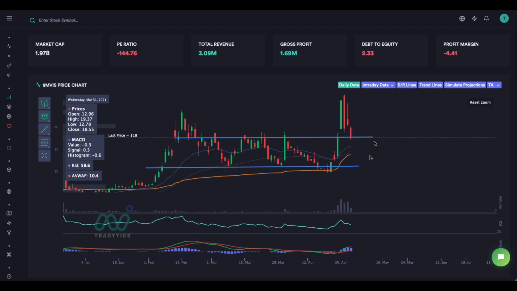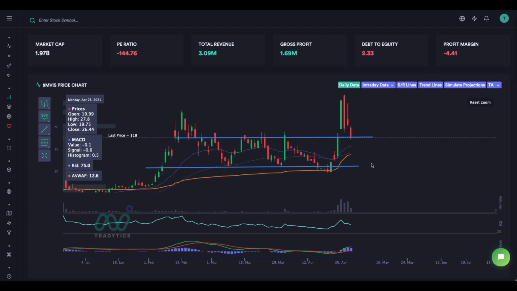We fell down quite a bit in the last 3 days, but we have fallen down right on a support level, which was again previously a resistance level that we broke here. Now that we have fallen down on the resistance level, that resistance level, since it was crossed before, now it has become a support level.